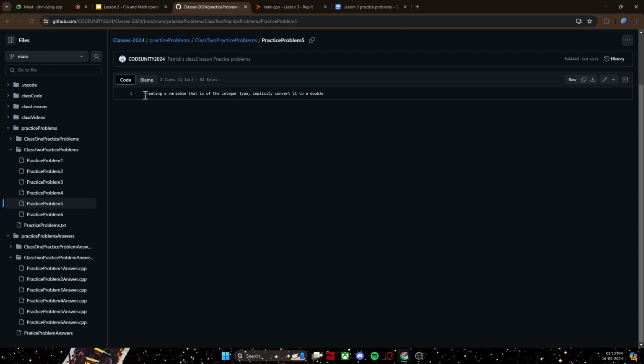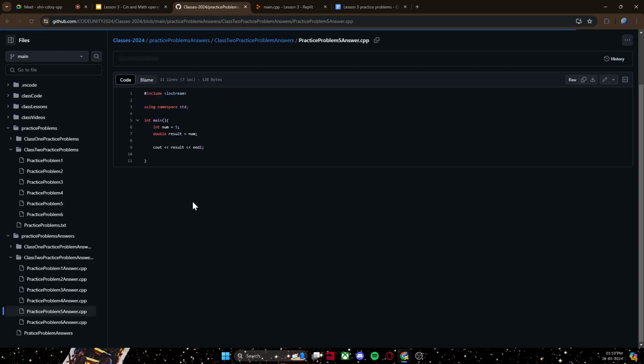Now the fifth one, creating a variable that is of integer type and implicitly converting it into a double. For implicit conversion, you don't need any syntax. It's just the code does it for you, basically, based on the context.